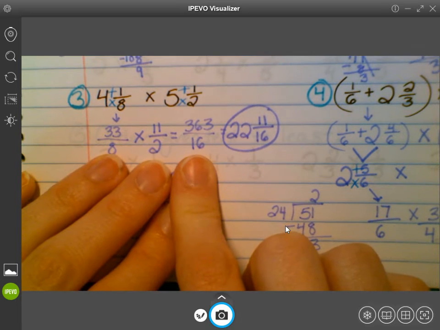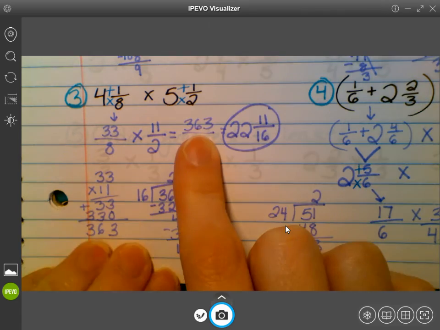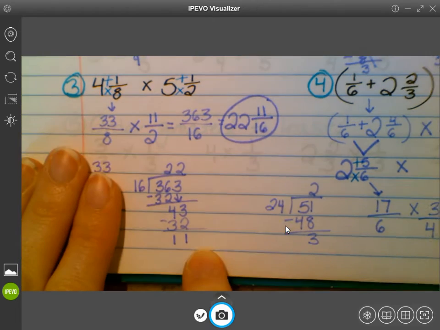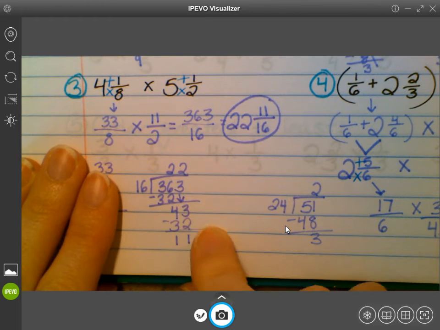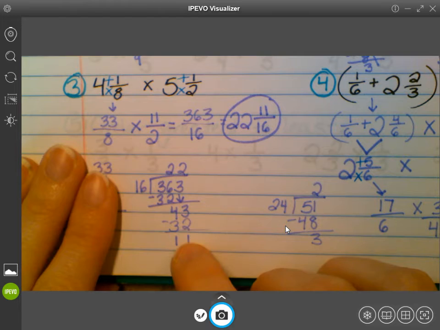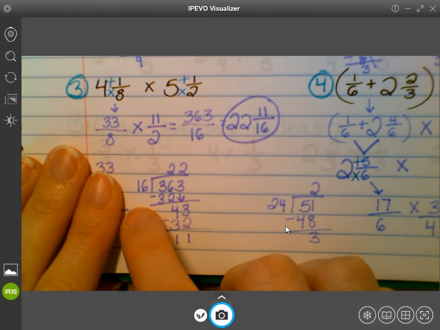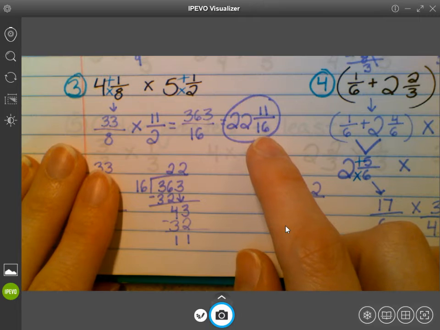That's a big number. I need to figure out how many times 16 goes into 363. So I did that down here. 16 goes into 363 22 times with 11 left over. So 22 becomes our whole number. The amount left over, 11, becomes our numerator. And 16 becomes our denominator for 22 and 11 16ths.